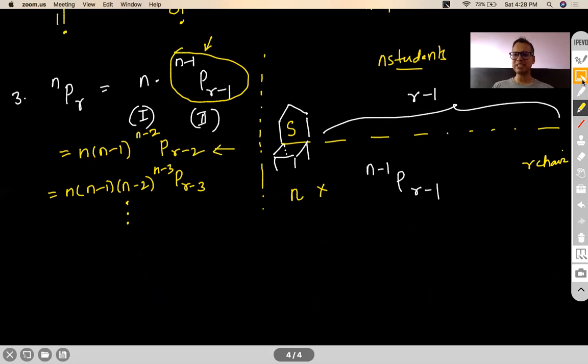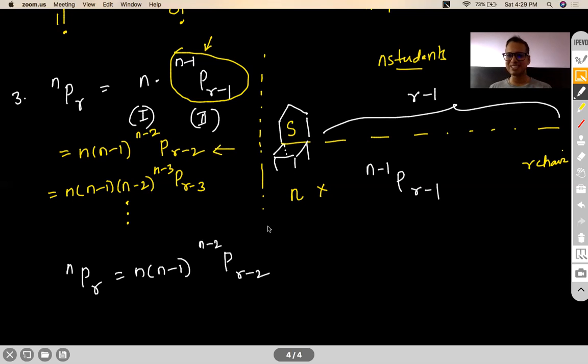Prove that nPr is (n minus 1)(n minus 2)P(r minus 2). How would you prove it? You say simple, same approach. Now instead of one hot seat, let's have two hot seats. Very good, Hariharan. Exactly, his thinking process matches with mine. So instead of one hot seat, two hot seats.